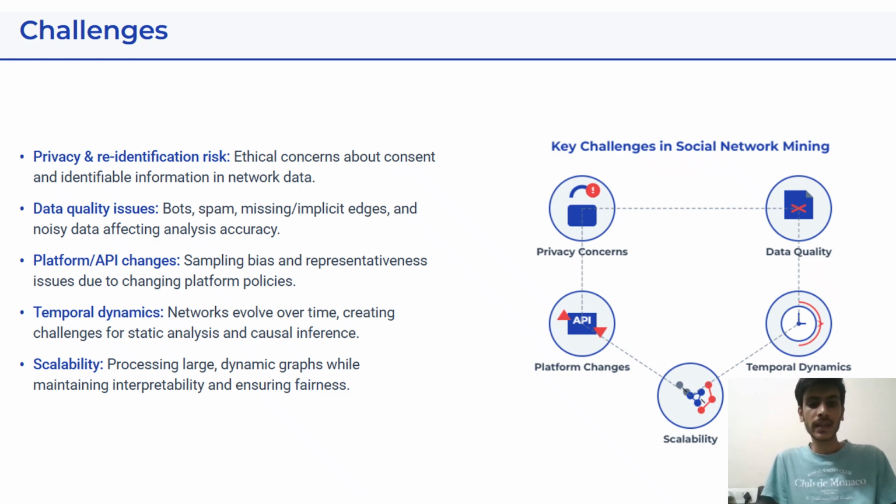Fourth is the temporal dynamics over time, creating challenges for static analysis and causal inference. And the fifth one is scalability. The data is very large to be accumulated in a single database server, which is very difficult for the backend server to handle properly. So sometimes we get scalability issues.